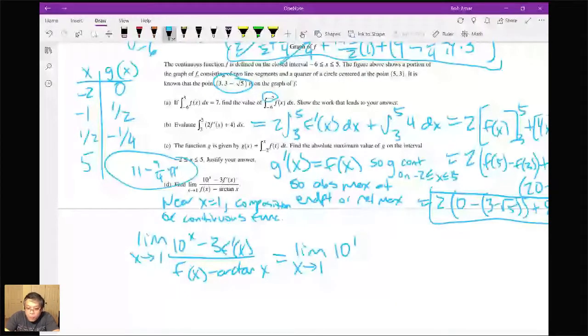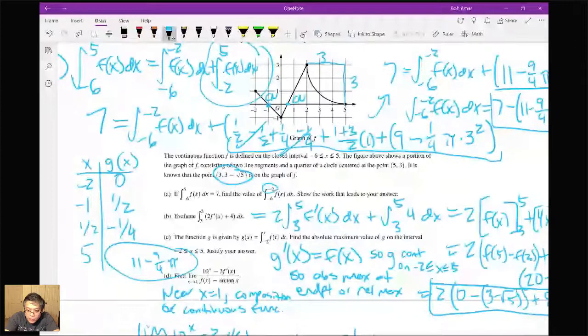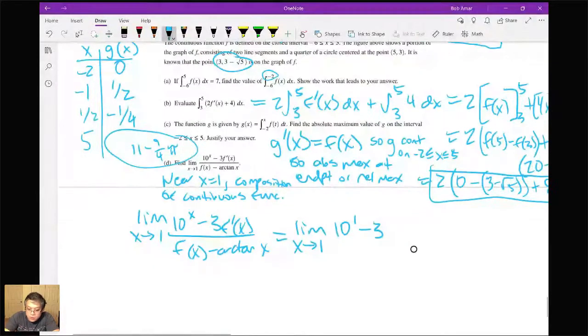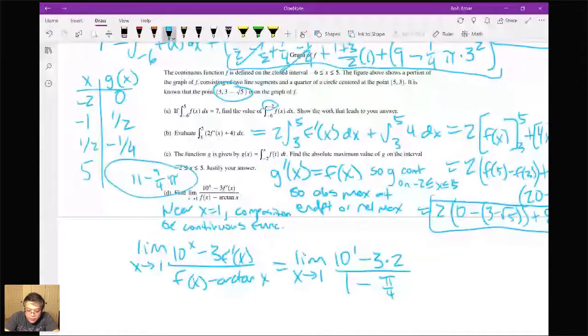F prime of 1, the rise of this segment over the run, the rise is 4 and the run is 2. So it looks like the slope is 2. F of 1 is 1. Arctan x. Oh, I'm taking the limit. Sorry, I've already taken the limit. There are too many limits.